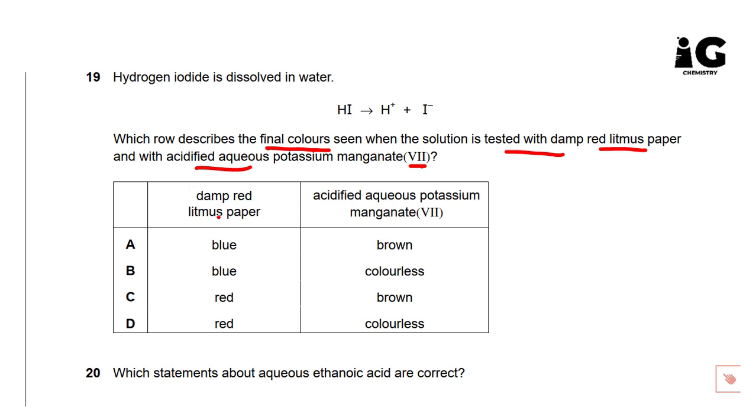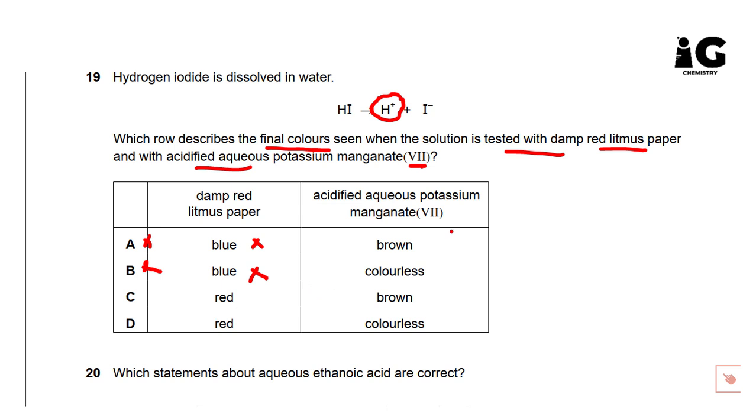So damp red litmus paper. You know, guys, when we put damp red litmus paper in a solution containing H+ ions, which is acidic, the color stays red, no change, because we don't have OH-. So this below is wrong, because the concentration of H+ will keep the color red. So the answer should be C or D.